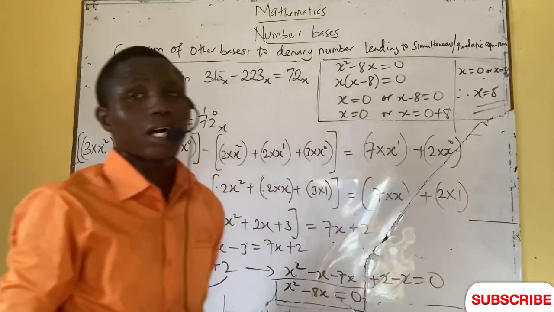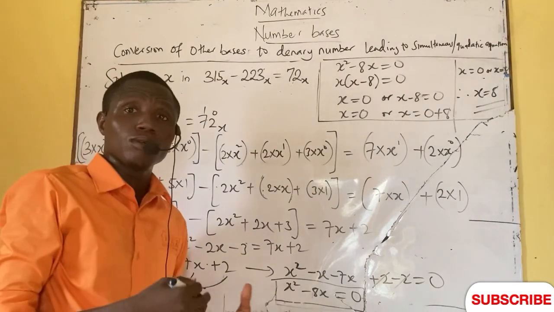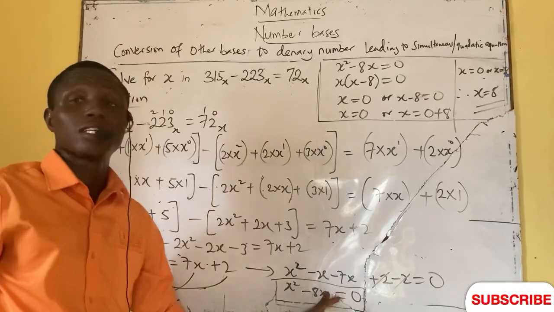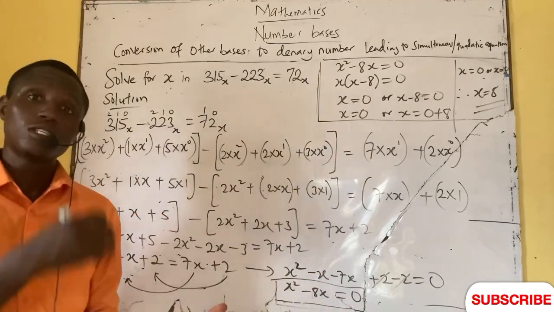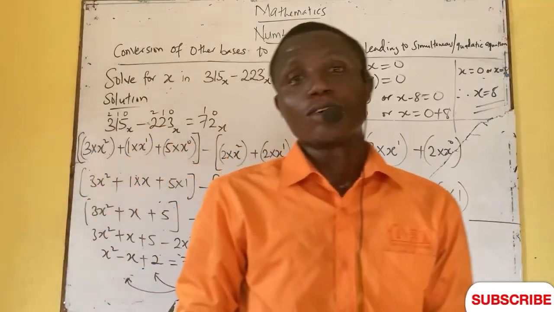Final answer. So that's how to go about equations based on quadratic equation. That's how to go about number based on quadratic equation. And there are some that will give you even 3-term quadratic equation. You just have to solve it using factorization method, quadratic formula, or graphical method, depending on your choice.